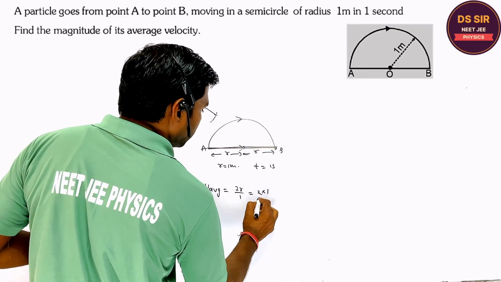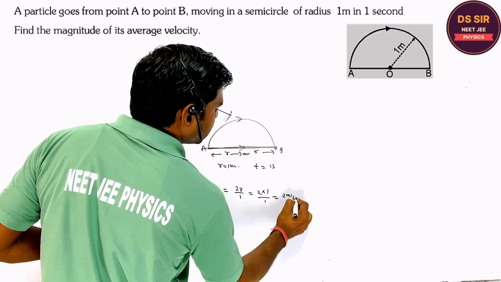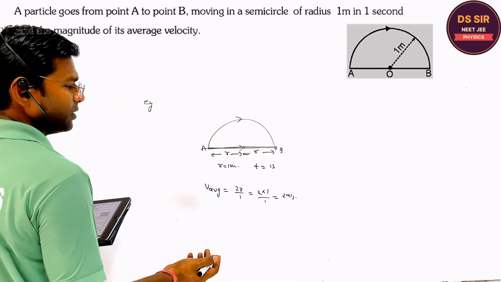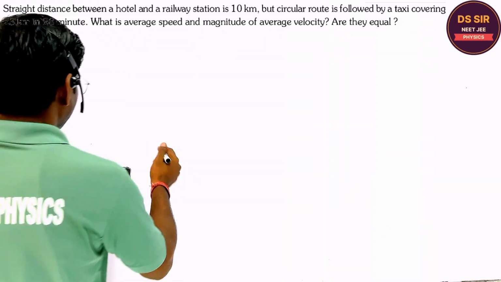So what is the radius? 1 upon 1.2 meter per second is the average velocity. That's it. Copy this. So read this question.